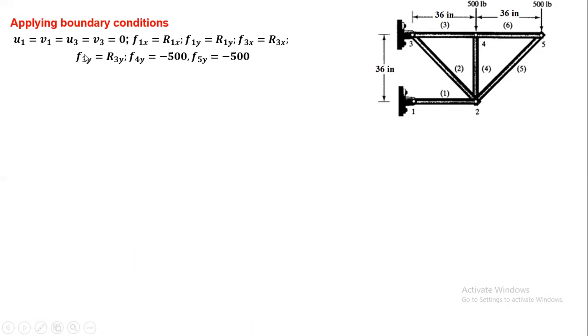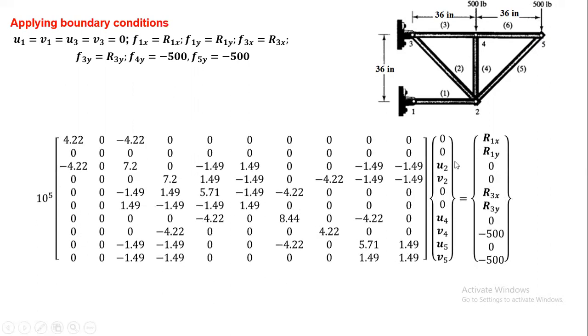So you see here u1 v1 u3 v3 is equal to 0, f1x is equal to r1x, f1y is equal to r1y, support reactions, f3x is equal to r3x, f3y is equal to r3y, f4x is 0, f4y is minus 500, f5y is minus 500. Okay, put these boundary conditions in the finite element equation, you will get this one. You see here 0, 0, here it is 0, 0 and r1x, r1y.